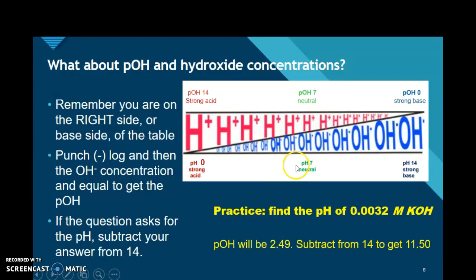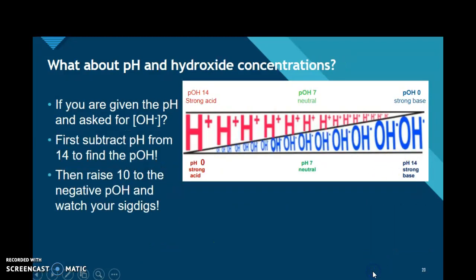Remember, the pOH is going to be 2.49 because this is a fairly high concentration of potassium hydroxide. So we're over here, and that's why the pH is going to be fairly high, certainly much larger than 7. Now, let's look at the opposite.